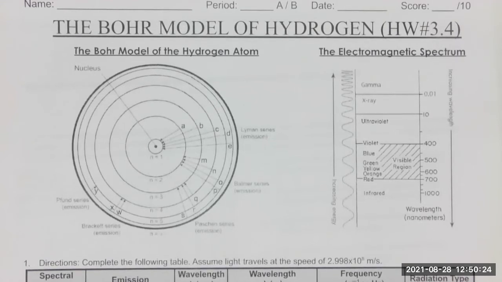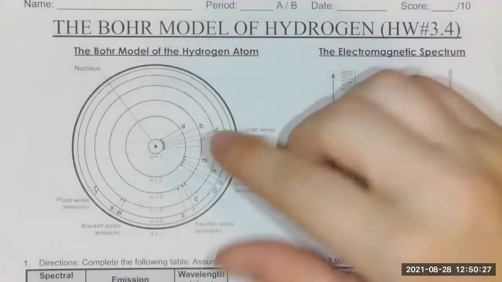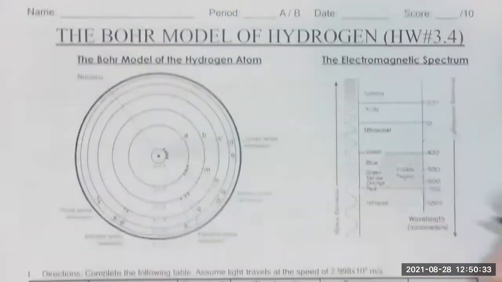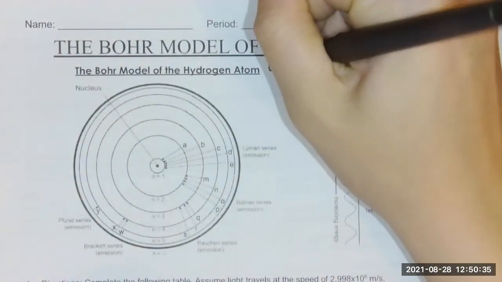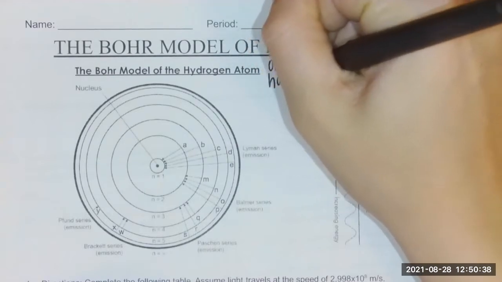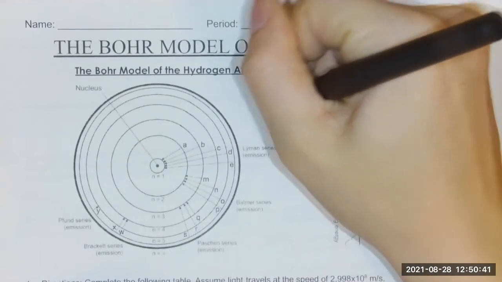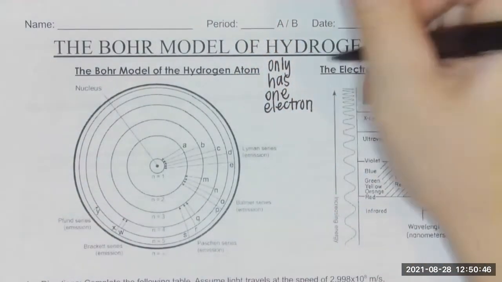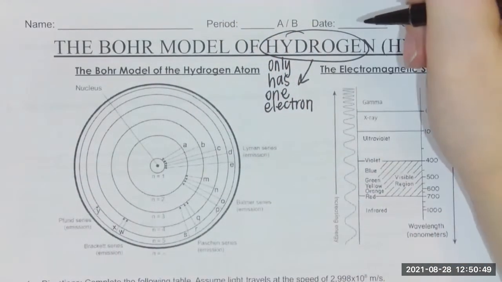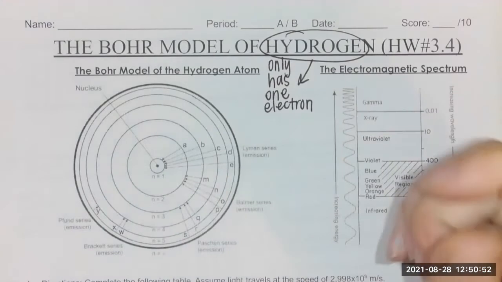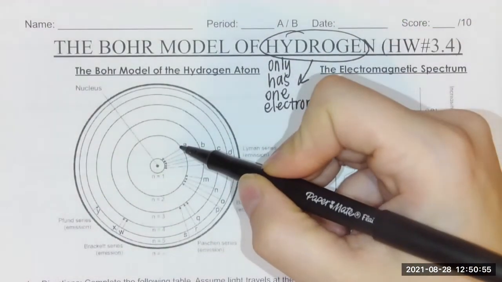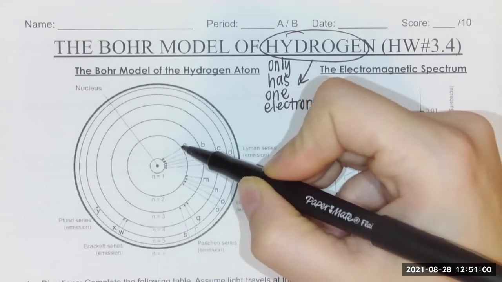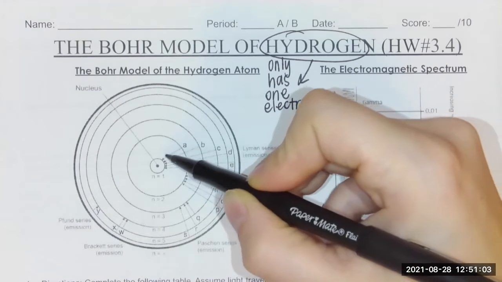So looking at the picture, this is showing all of the different transitions that hydrogen's one electron has. Hydrogen only has one electron, and these are all of the places that it could drop from. It could be in ring 2 and drop to ring 1. That's the transition that's showing in part A, right? Ring 1, ring 2, drop.